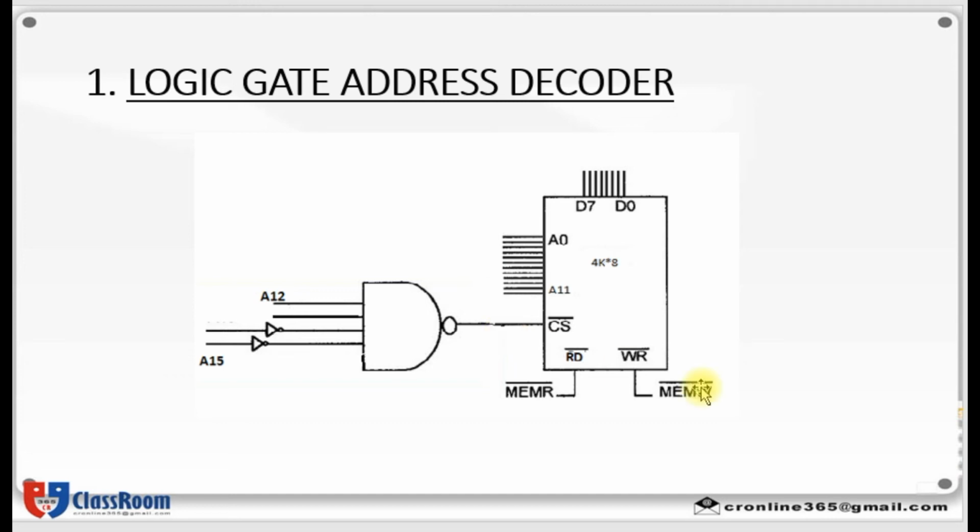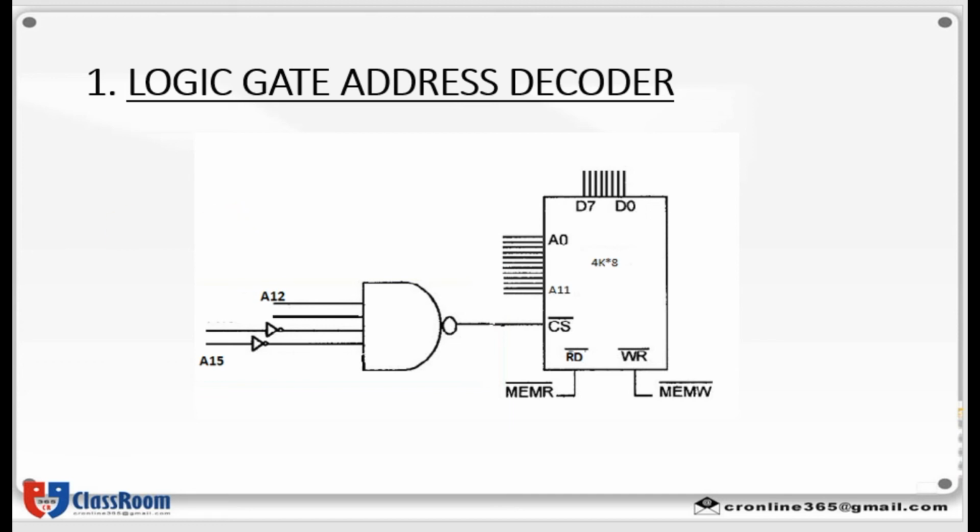So, here you can also see read bar. Read bar is connected to MEMR bar, that means memory read. Then write bar is connected to memory write. This is the working of the logic gate address decoder.